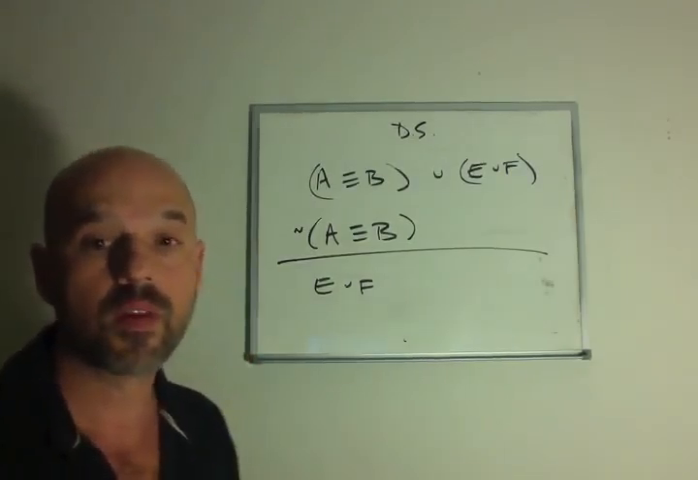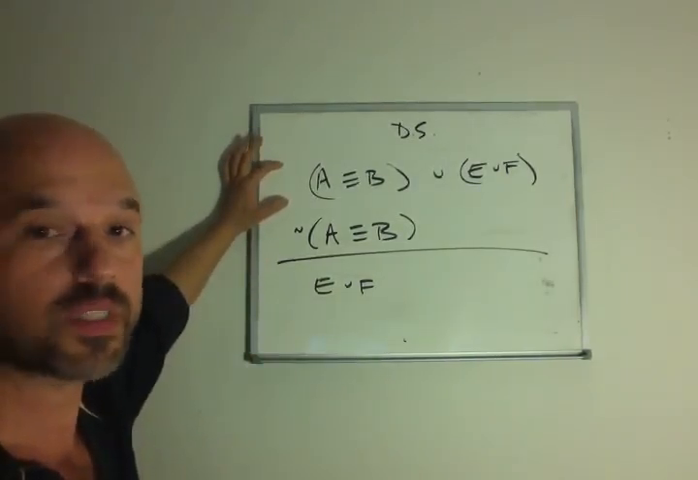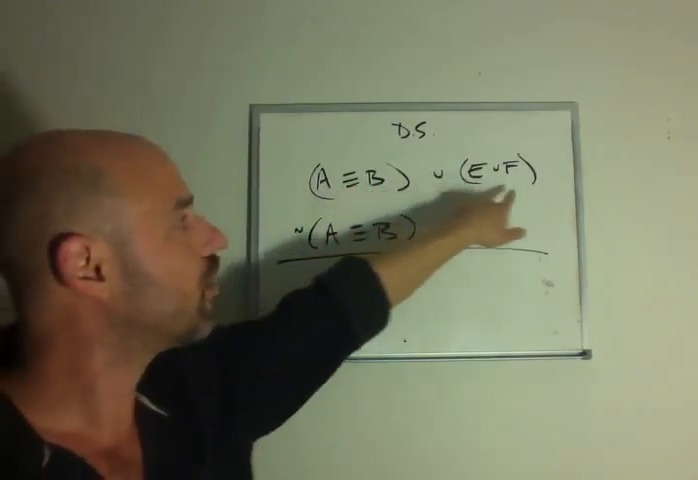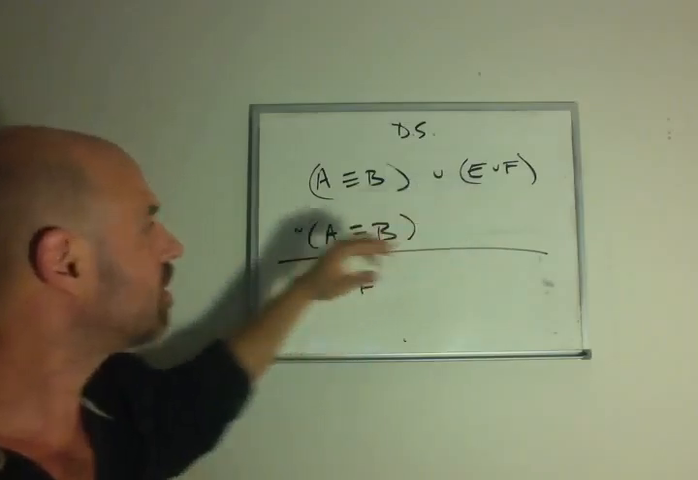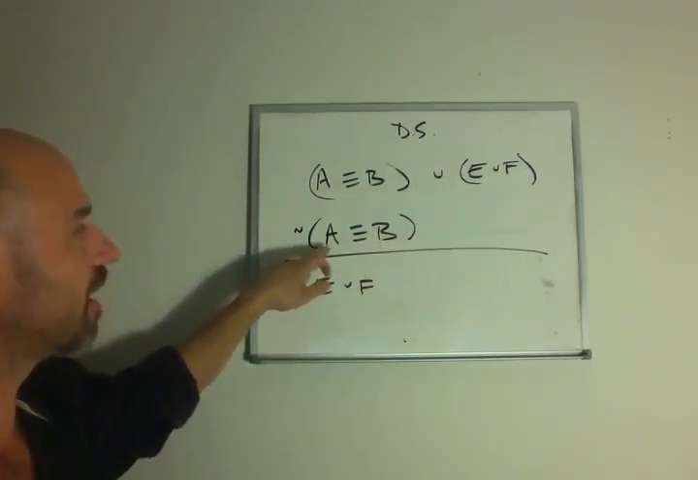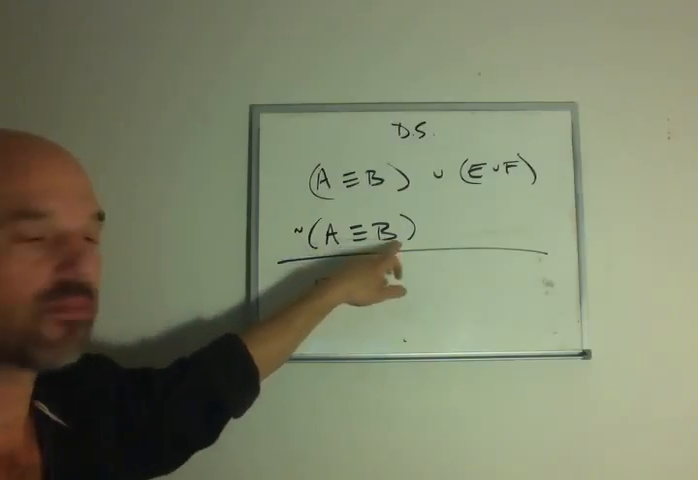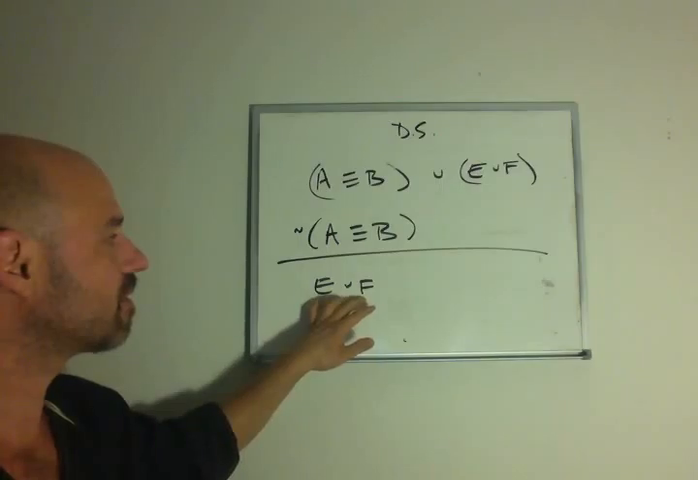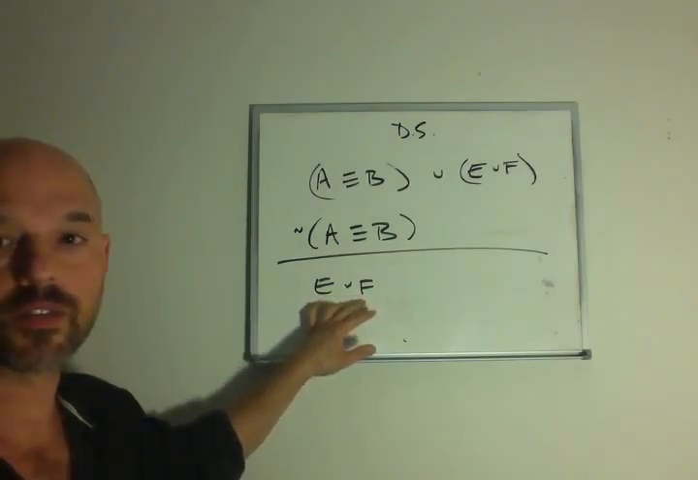Once again, we start with a disjunction. We start with an or statement. And this premise tells us that either this is true or this is true. We then learn in the second premise that the first option is not the case. It's not the case, A, if and only if B. Therefore, we can conclude that it must be the case that E or F is true.